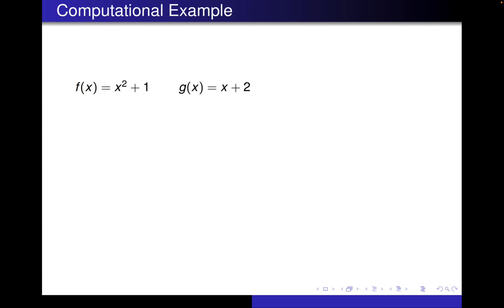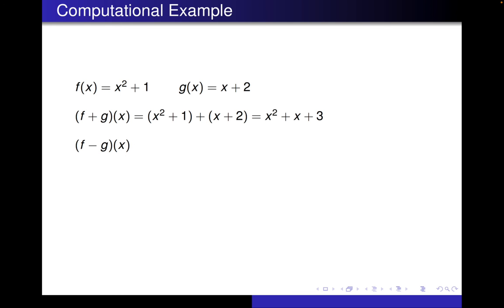So just doing an example with some functions given by formulas. If I wanted to find f plus g of x, I have the input x, and I just have to tell you what the output is. Well, you plug x into f to get x squared plus 1. You plug x into g to get x plus 2, and then you add those two together. If you want to simplify that, you get x squared plus x plus 3. No need to simplify unless you want to, though.